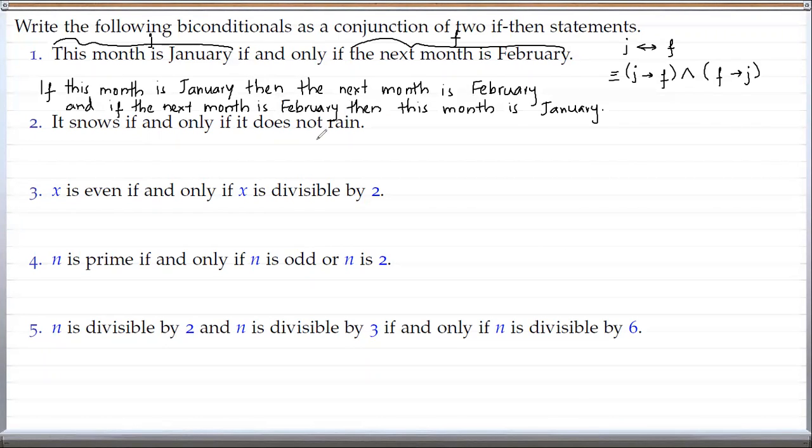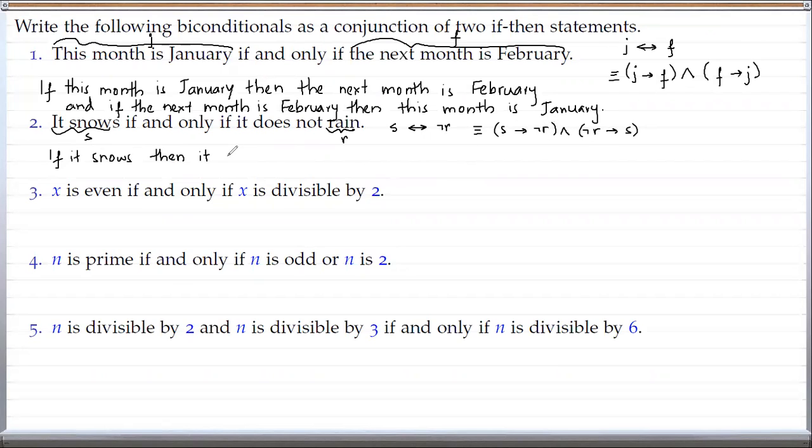It snows if and only if it does not rain. So again here, we denote it snows by S and it rains by R. So here we have S if and only if not R. So this we can write as S implies not R, and not R implies S. So this in words we can write as: if it snows, then it does not rain.